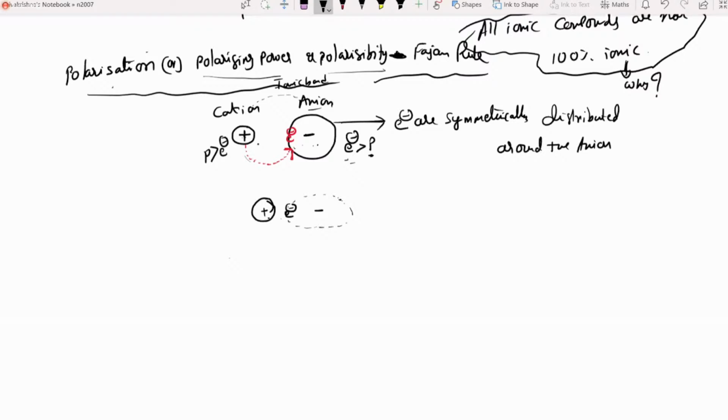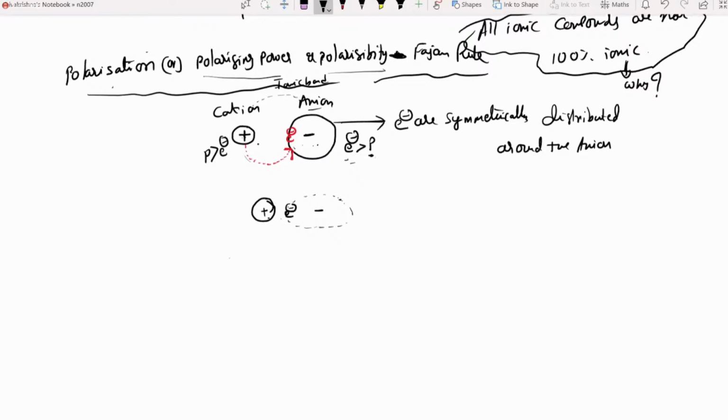So this anion is always bigger than cation. Why? In anion, electrons are greater than protons, but in cation, protons are greater than electrons. Therefore cation size is always smaller than anion. Already you know that point.